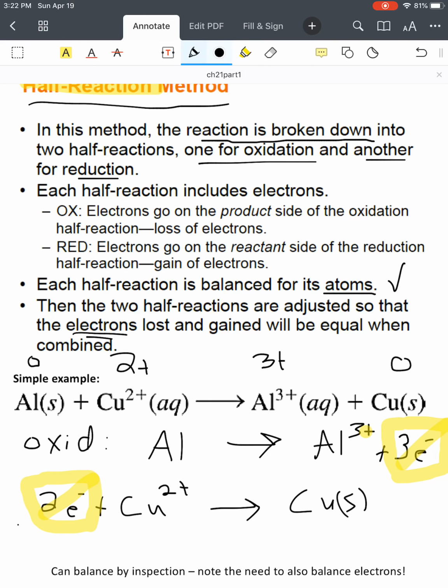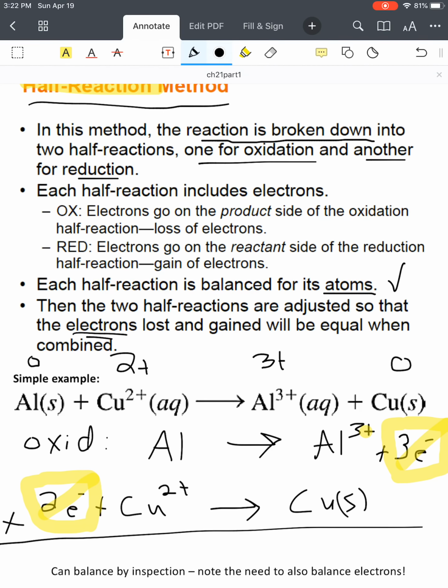Now, what we'd really like to do is recombine or add these equations back together to generate our overall chemical equation. But we've got a problem. The oxidation produces 3 electrons as written, but the reduction only uses 2. So if I was to add these 2 equations back together, I'd have a bit of a problem. That first reaction makes 3, the second reaction only needs 2.